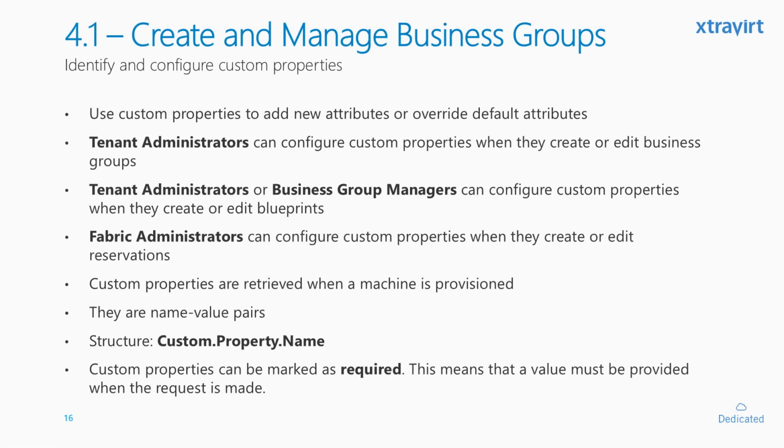Okay, so identify and configure custom properties. We essentially use custom properties, this is lifted straight from the document, to add new attributes or override default attributes. So, for example, if we want to start specifying a particular type of guest OS, customizing the virtual machine system specifications in any way, number of disks.